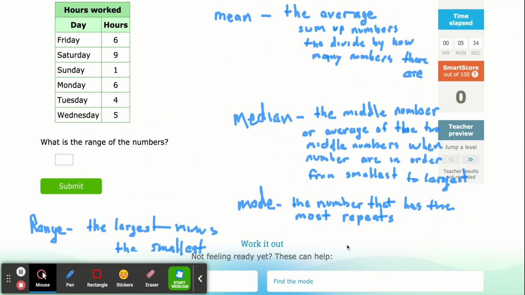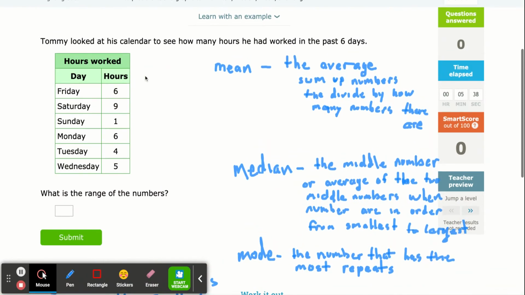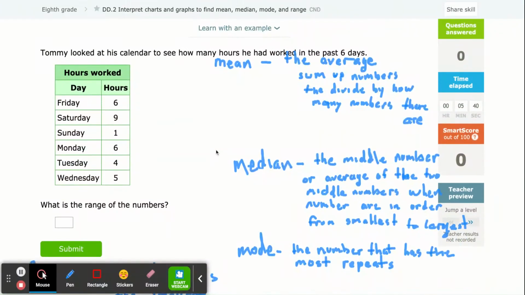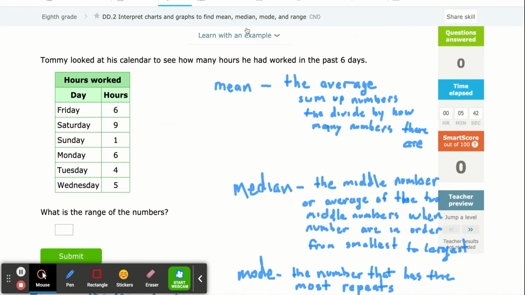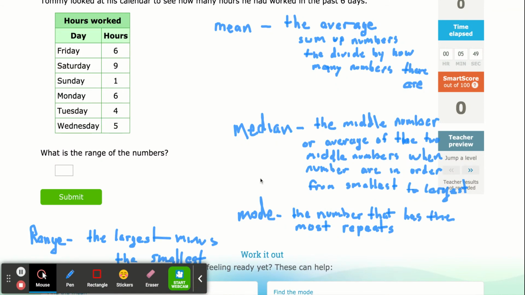Welcome. In this lesson, we're going to take graphs or tables and calculate the mean, median, mode, and range. So take a moment and pause this and write down these four definitions.